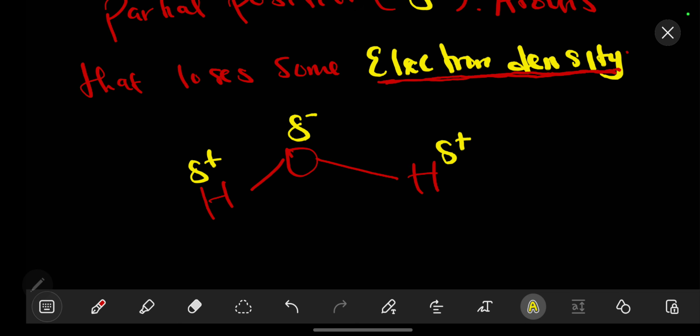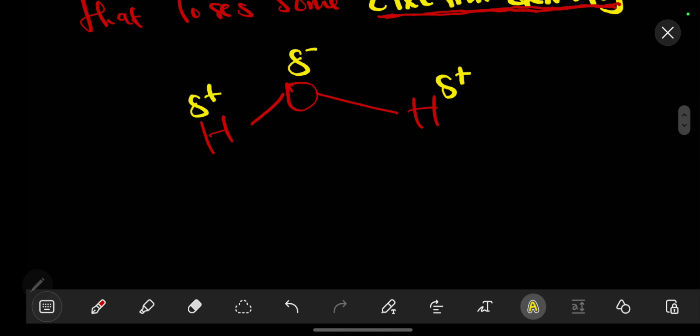So this is what we refer to as partial negative. If you look at the elements in which hydrogen is bonded to fluorine, fluorine tends to become more partial negative, meaning it attracts more electrons in comparison with hydrogen. So this is basically what we refer to as electronegativity.